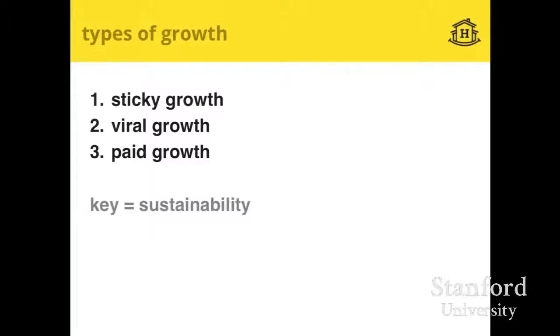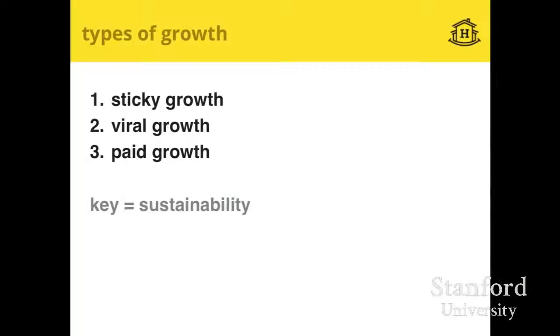3 types of growth: sticky, viral, and paid growth. And hopefully I'll get enough time to talk about all of this. So really briefly, sticky growth is trying to get your existing users to come back and pay you more or use you more.